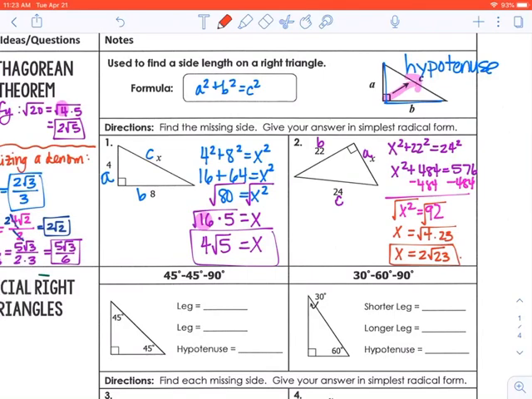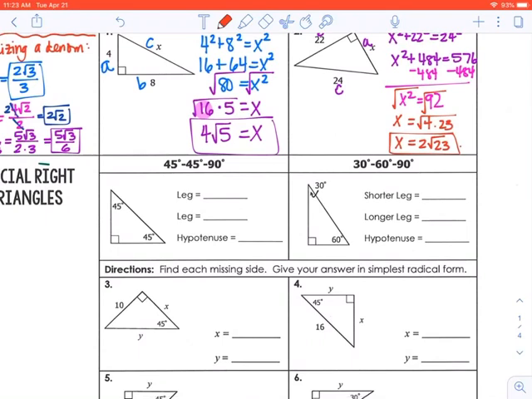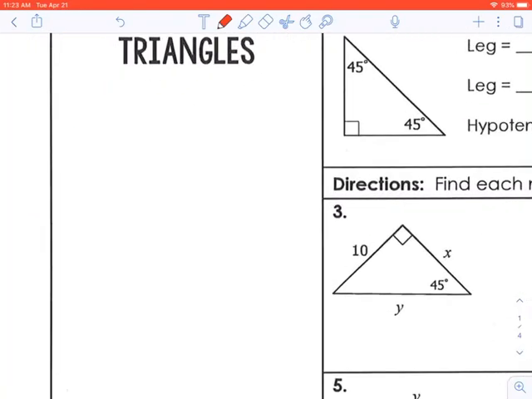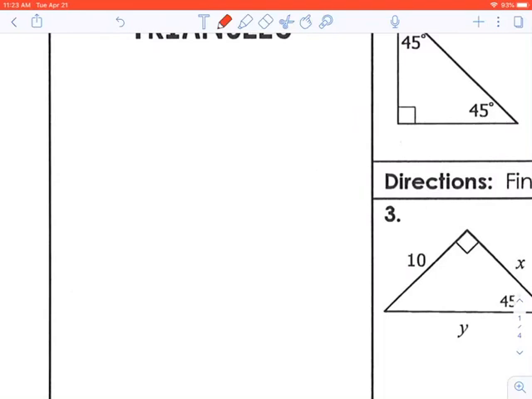All right, the next part we're going to go to is special right triangles. You learned about these in geometry as well. We had the 45, 45, 90 degree triangle and the 30, 60, 90. I'm going to come over here to the left and talk about the 45, 45, 90 for a little bit. Okay, 45, 45, 90 is an isosceles right triangle.